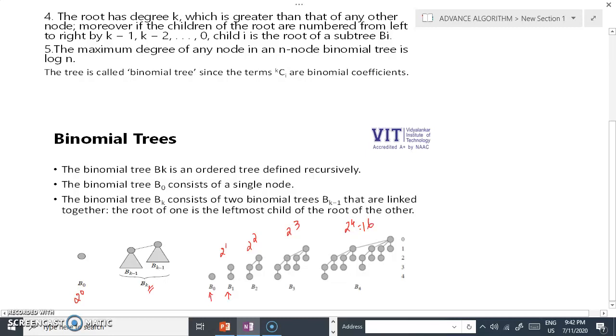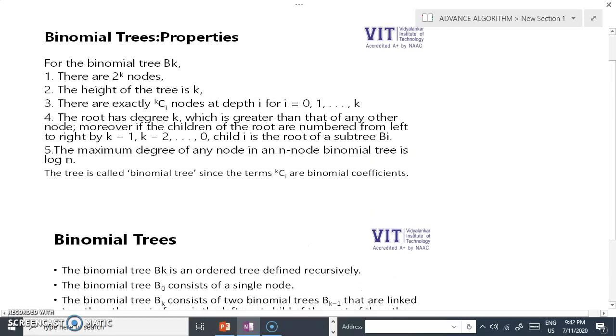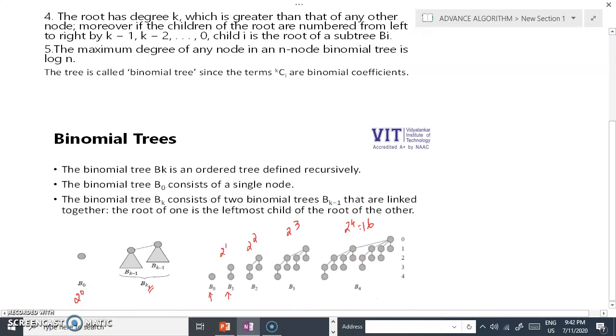One interesting thing that you should remember is, first, a binomial tree Bk will have 2 raised to k nodes, and the height of the tree is k. Now why I'm saying k, just have a look. This is a binomial tree of order 4. The first level is level 0. The height is 1, 2, 3 and 4. So B4 is a binomial tree of height equal to 4.